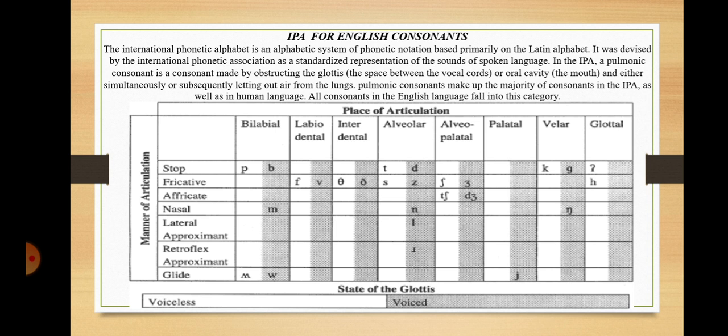Pulmonic consonants make up the majority of consonants in the IPA, as well as in human language. All consonants in the English language fall into this category. Here in this chart, you can see the IPA symbols and their classification of English consonants.